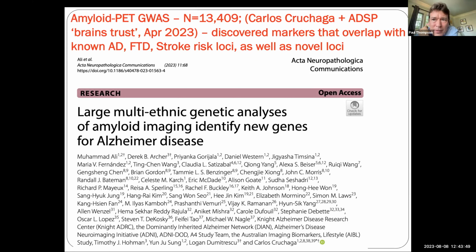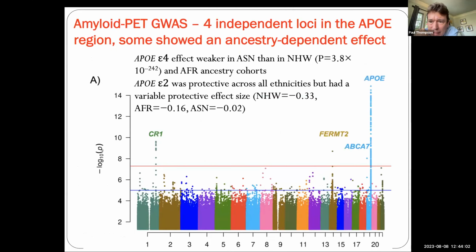First of all, the markers do overlap with clinically ascertained AD, FTD, stroke risk loci, and there are many novel ones which are extremely interesting as pharmaceutical targets. There is also an ancestry dependence, which many of you have discussed on these calls and at AAIC. Certainly, there's a lot of interest that there are 4 independent loci in the ApoE region, some of which show an ancestry dependent effect. I mean, all of you are the experts on this, and you've gone through this in great detail.